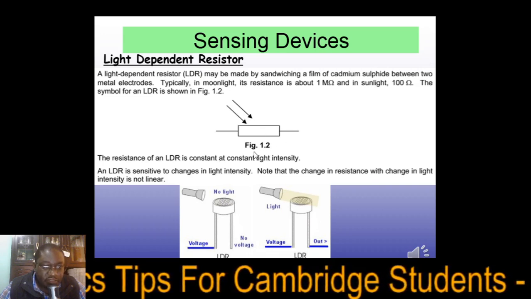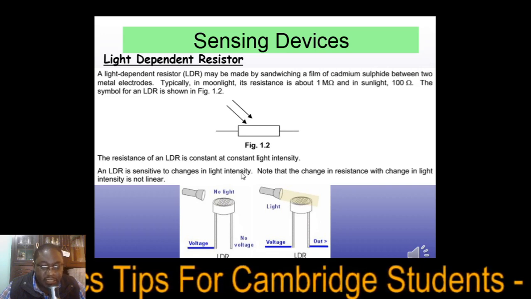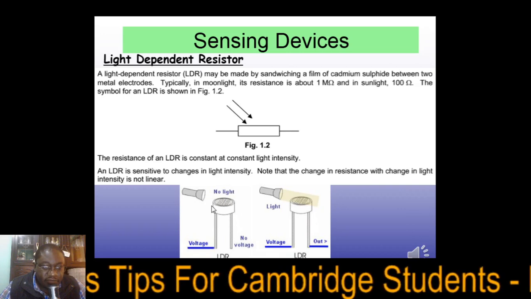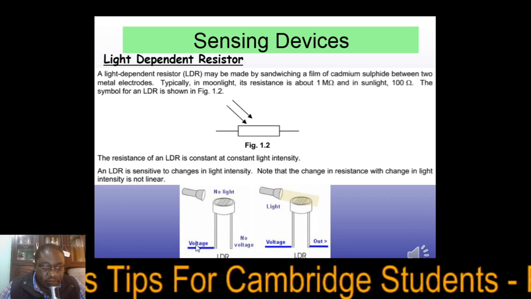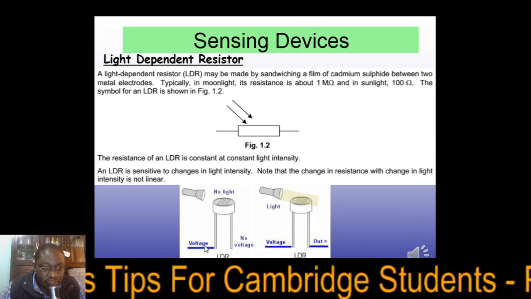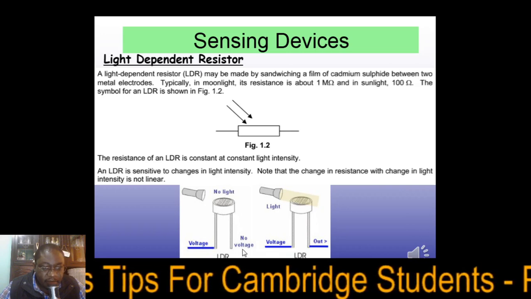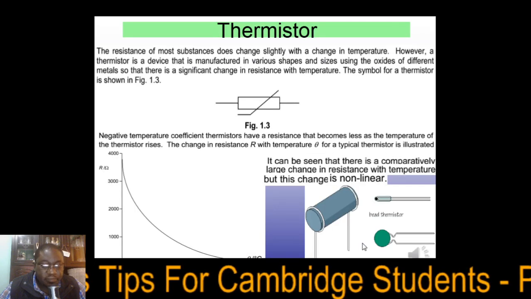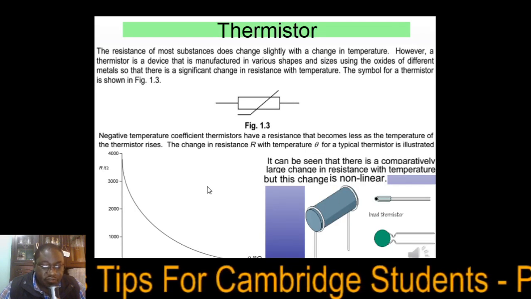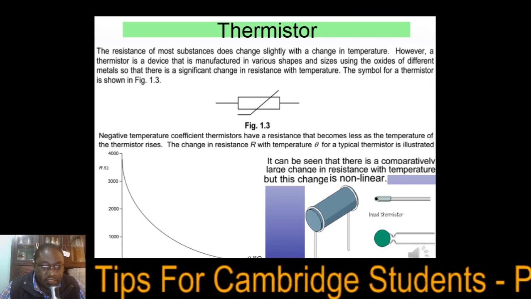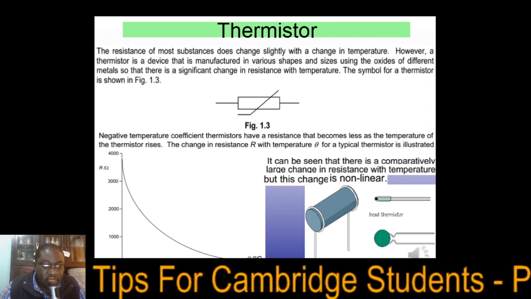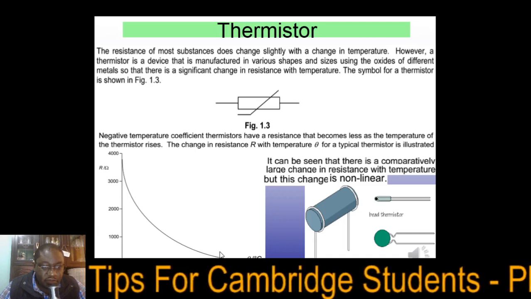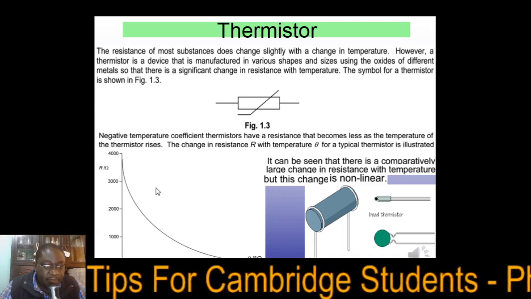The resistance of an LDR is constant at constant light intensity. The diagrams that you see illustrate what I've just said, that when there's no light, the voltage does not pass through it. But when there's light, the voltage will pass through it. Now the graph of resistance against light intensity is going to be curvilinear, in exponential decay, like this one shown here.